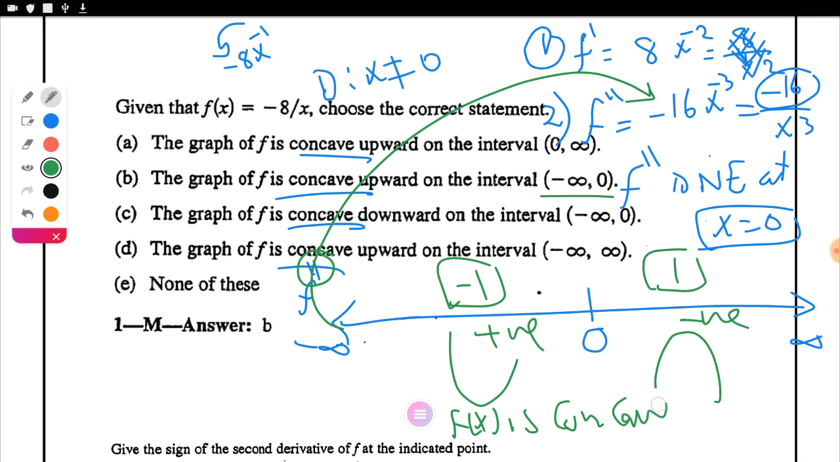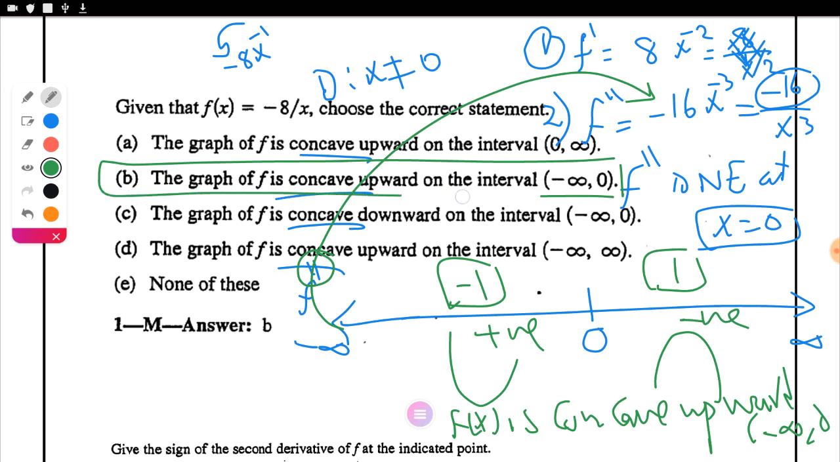So that is why f(x) is concave upward on negative infinity to 0, and concave downward on 0 to infinity. Which choice is correct? It will be the second choice. Okay? I hope you understand. I have done many steps, but if you use the sketch, it's better for you. For me, it's better. But if you don't understand how we use the sketch, use the second way.